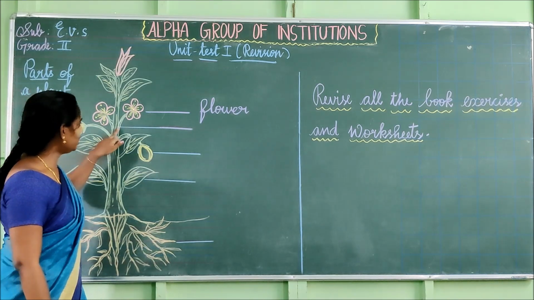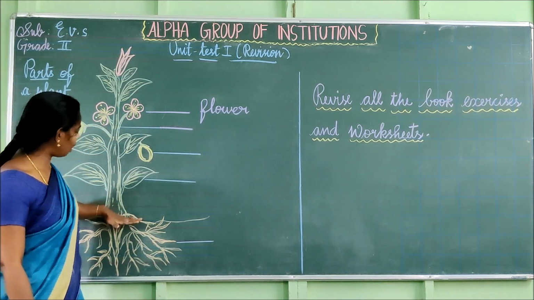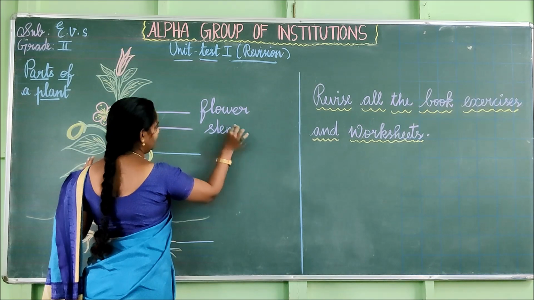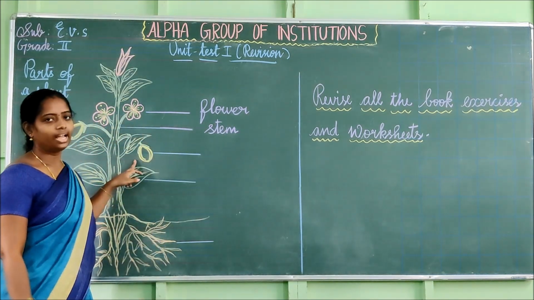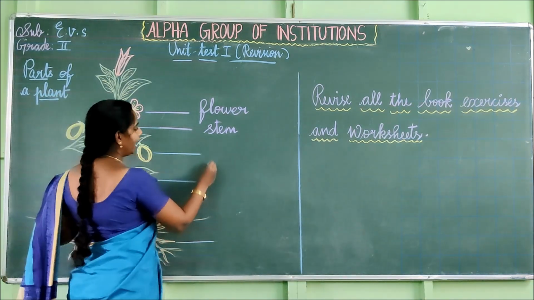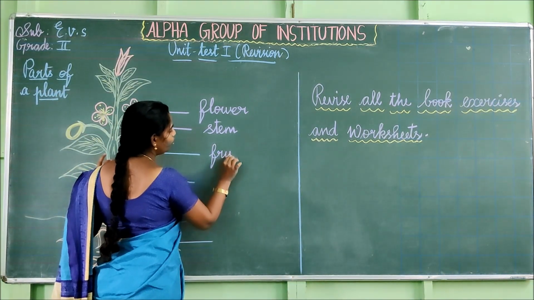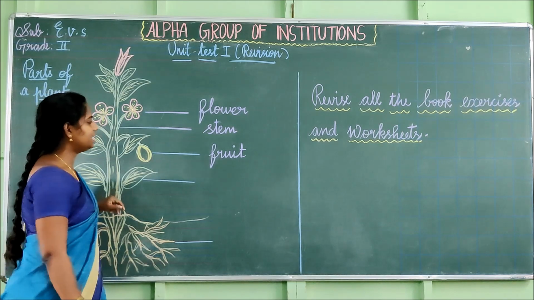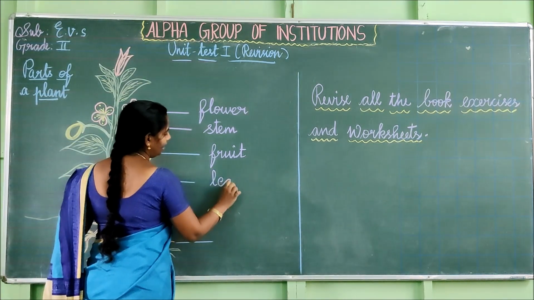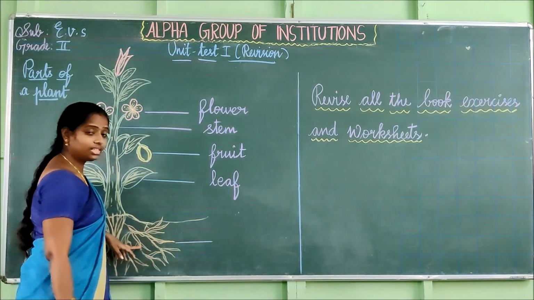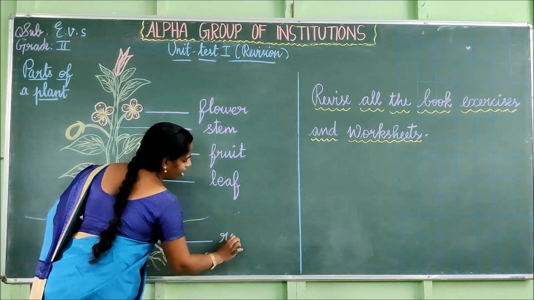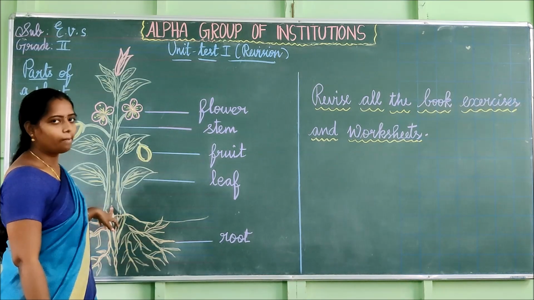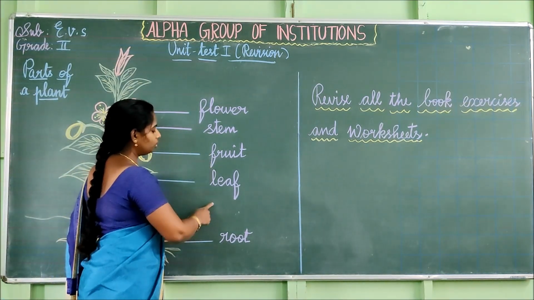Okay, and next one, what is it? It is a stem, isn't it? It is above the ground. Okay, you have to write stem here. S-T-E-M. Stem. And what is it? It is a fruit, isn't it? You have to write fruit. F-R-U-I-T. Fruit. Mark all the parts of a plant, isn't it? Flower, stem, fruit, leaf and root.